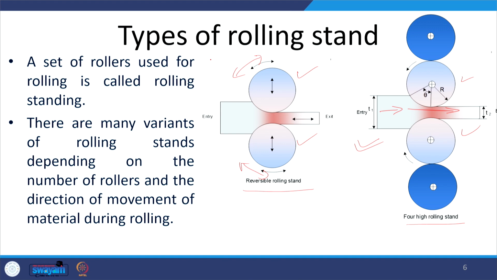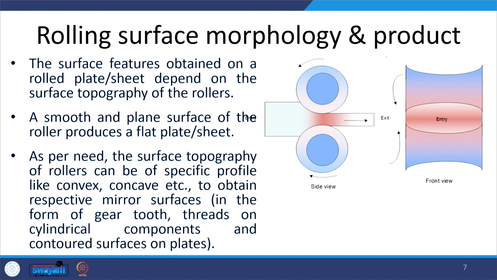So, the set of rollers used for rolling is called a rolling stand, and depending upon the number of rollers we have, accordingly the given number of high rolling stand. Then there are many variants of the rolling stands depending upon the number of rollers and the direction of the movement. Okay. So, reversible rolling stand, 2 high rolling stand, 4 high rolling stand, like that. Then rolling surface morphology and the products.